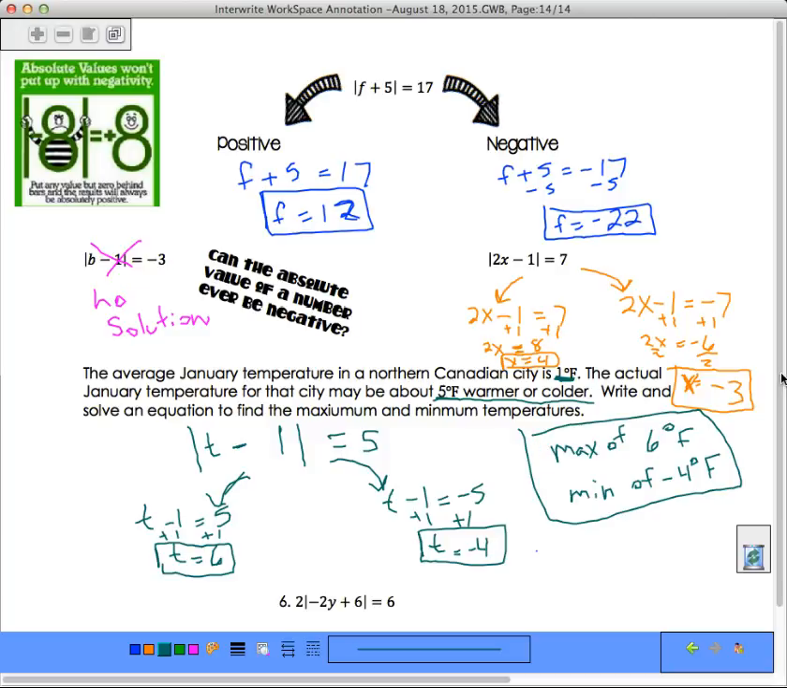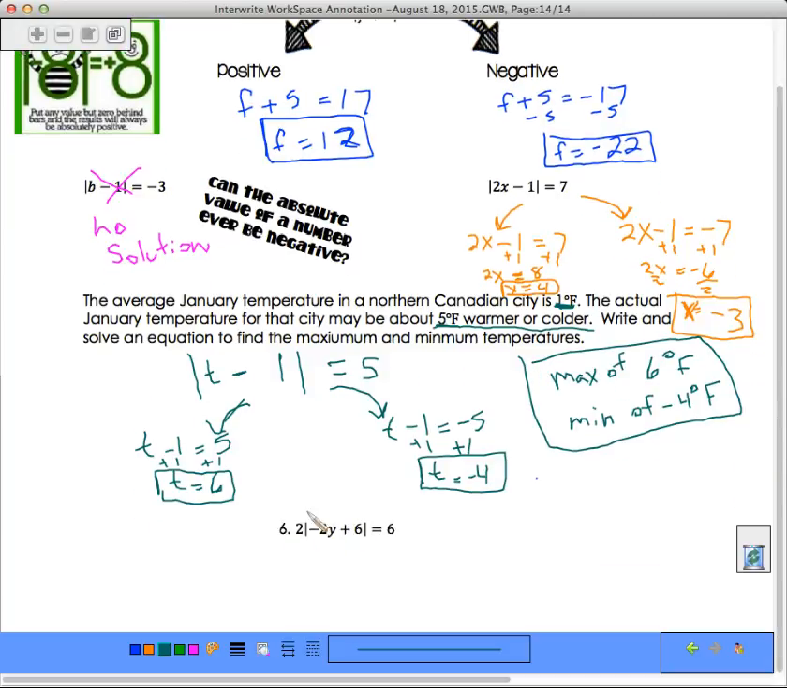All right, and this last little example down here, I want to take a look at. Sometimes you have other things on the same side as the absolute value. The only trick to that is you just have to move everything else away from the absolute value before you split it up. So it's still just your opposite operations. Here I have 2 times the absolute value of all this stuff. Well, to undo multiplication, we just divide. So we're just going to do opposite operations to get the absolute value bars completely by itself. So here I'm going to divide by 2, and I get the absolute value of negative 2y plus 6 equals 3.